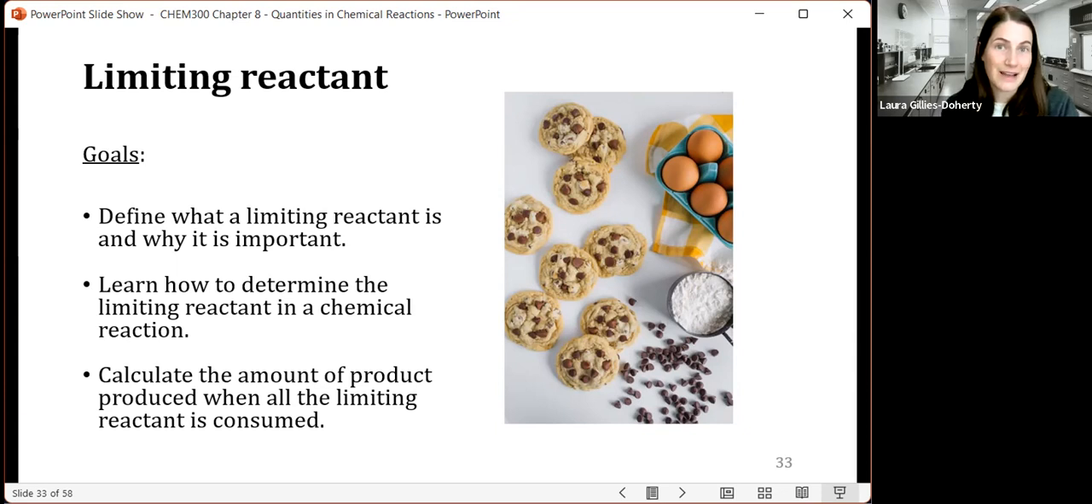So it's the end of our mass to mass section. In the next section, we're going to talk about what's called the limiting reactant.